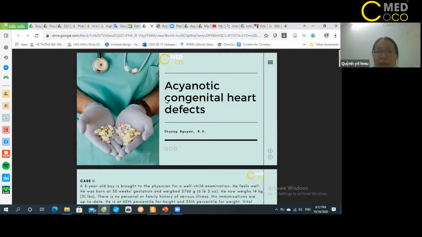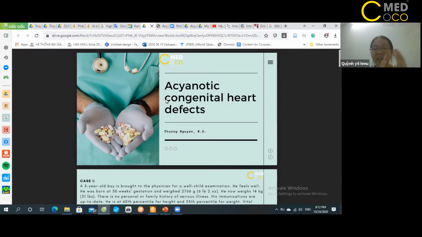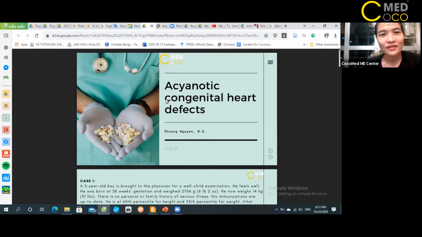Congenital heart defects are a broad topic, so we need to divide them into some categories so that we can approach the diagnosis. Do you have any idea about the classifications of the types of congenital heart defects? Have you ever divided them into big parts?